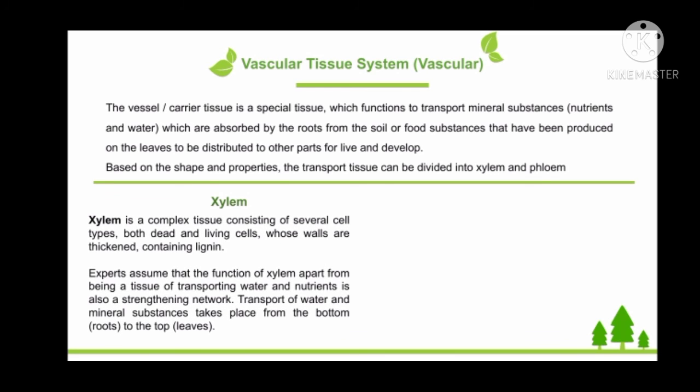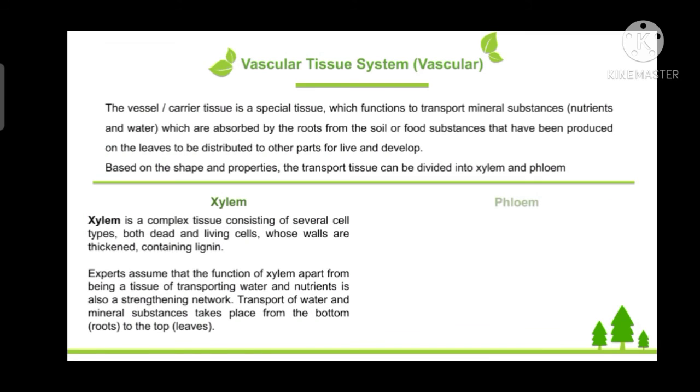Xylem. Xylem is a complex tissue consisting of several cell types, both dead and living cells, whose walls are thickened, containing lignin. Experts assume that the function of xylem, apart from being a tissue for transporting water and nutrients, is also a strengthening tissue. Transport of water and mineral substances takes place from the bottom roots to the top or leaf.